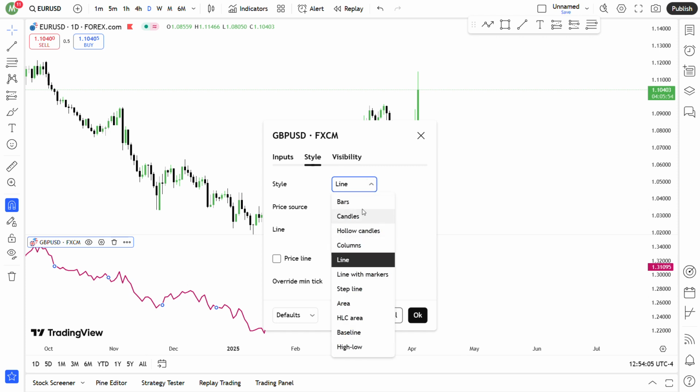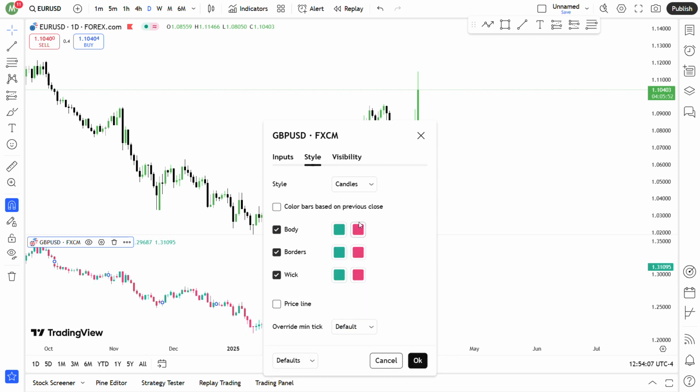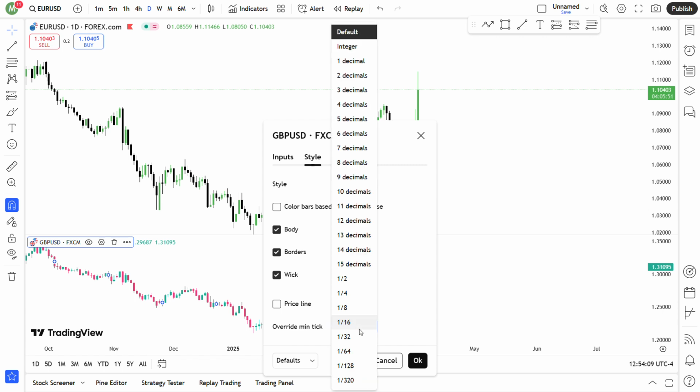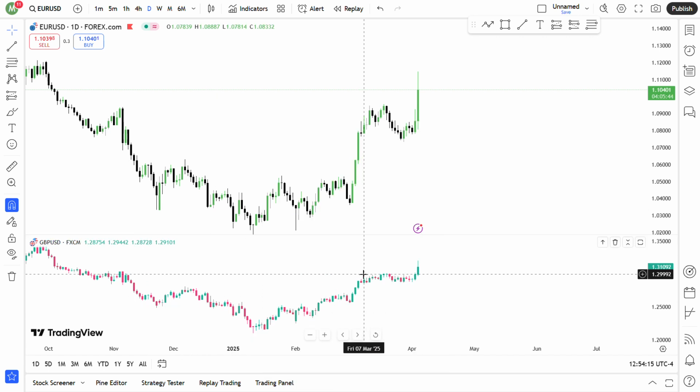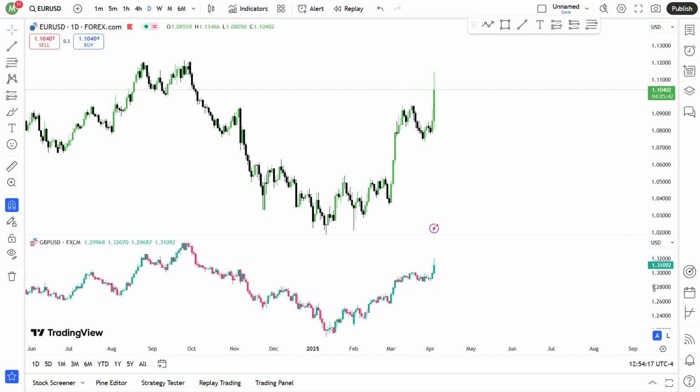Go to this and click the candles. Then I don't change the default. Okay, so you can see it is the same.